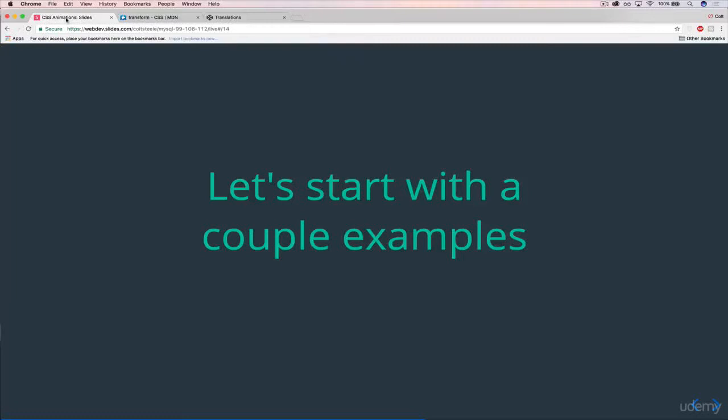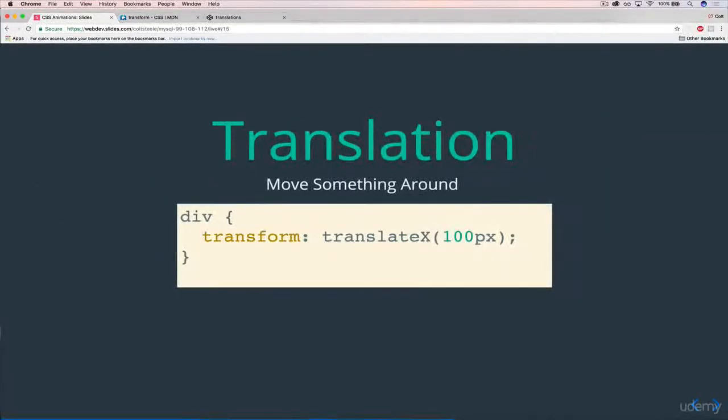All right, so now that we have a high-level overview of transform, let's actually dive into some of the functions that I talked about. And the first one we'll talk about is called translate or translation. So what this will allow us to do is essentially shift something across the screen, up or down, left or right, or any combination of those using X and Y coordinates.